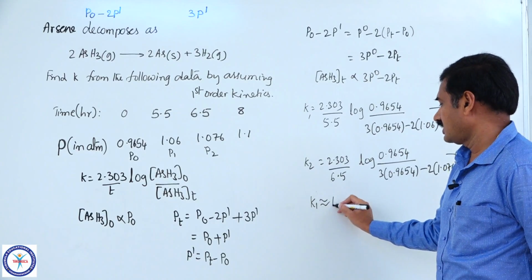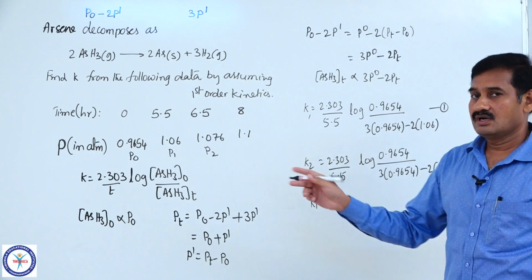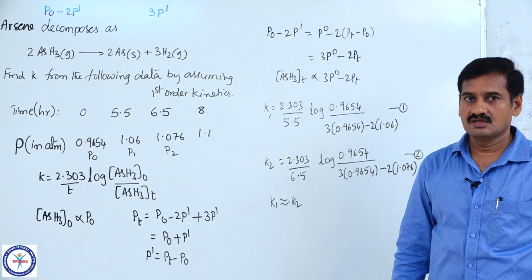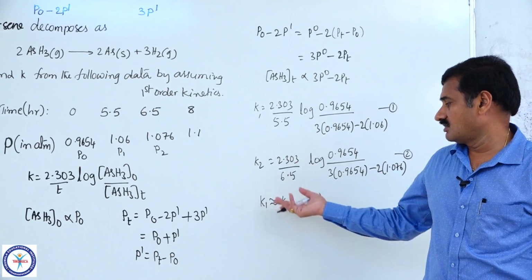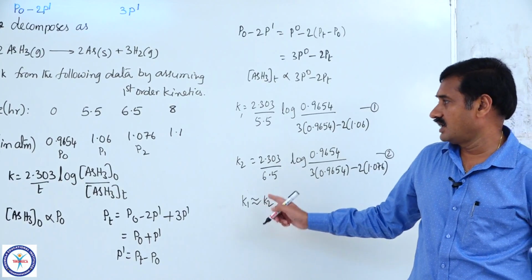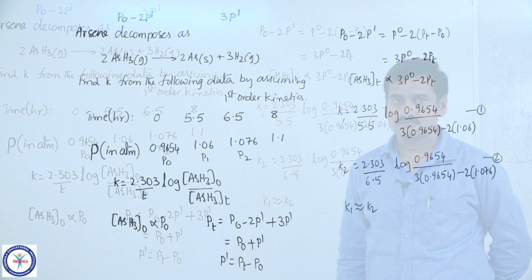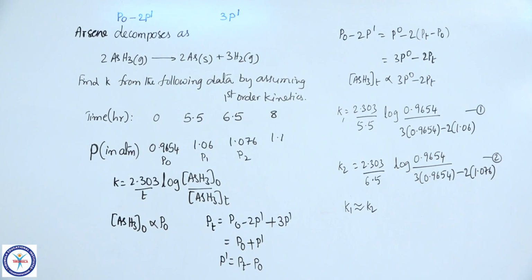K1 is approximately equal to K2, then decomposition of arsine is also following first order kinetics. K value is average of these, K1 plus K2 plus K3 plus K4 divided by 4. So, this is how to find out the order of reaction using integrated rate equation. This is a hit and trial method.